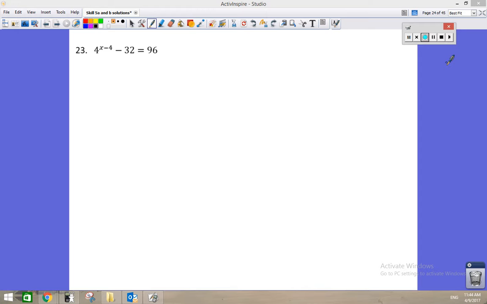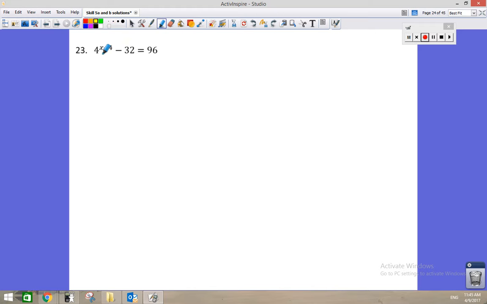Let's solve this exponential equation. We know it's an exponential equation because our variable is in an exponent. Now, one thing that's true about any equation is that the idea is that you want to isolate the variable. You want to get the x, in this case, as the variable and get it by itself.